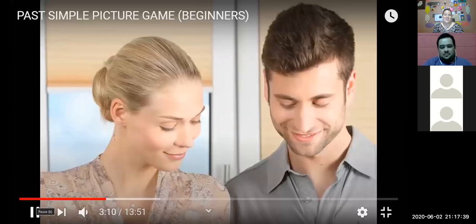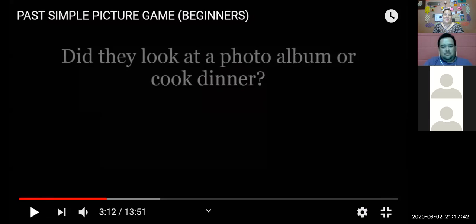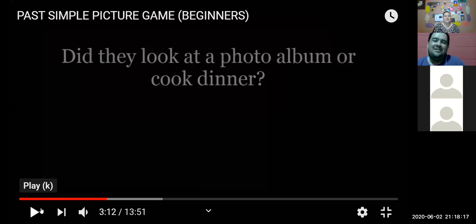Oh, look at this picture. What do you guys think it is? Did they look at a photo album or cook dinner? They cook dinner. Of course, they're cooking. They look at a photo album. Okay, maybe they looked at a, okay. They cooked dinner. We have a competence here. What do you guys think it is? Let's find out.